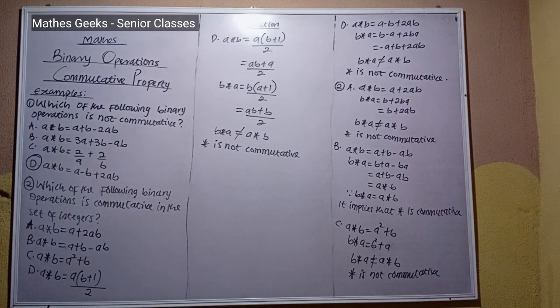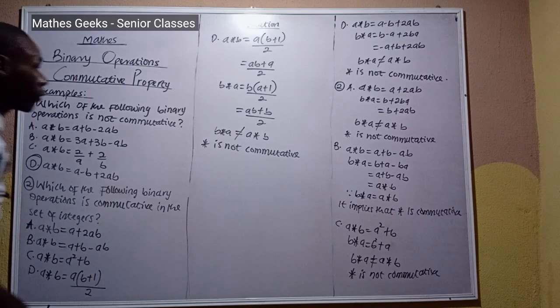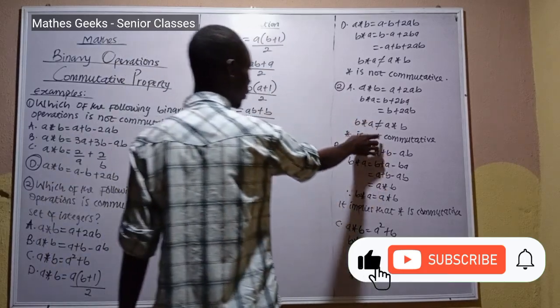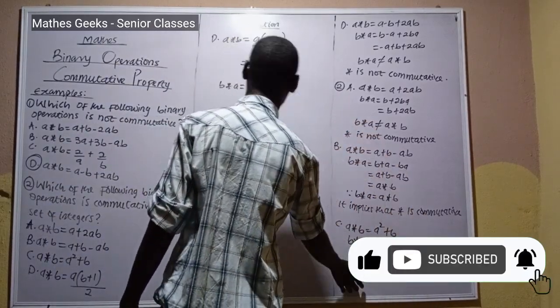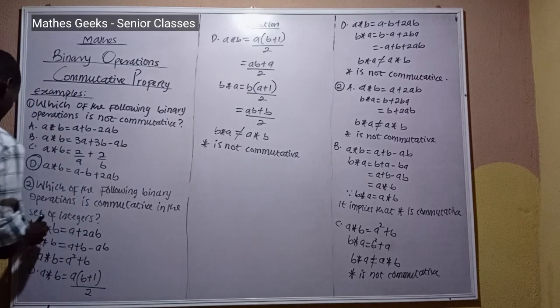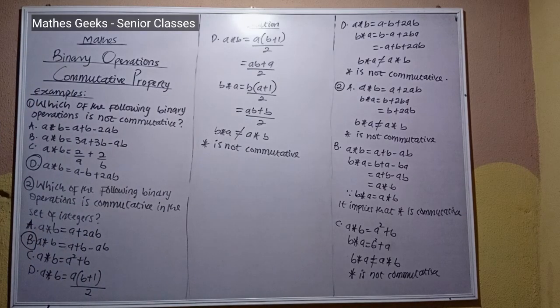So our conclusion is, which of the following binary operations is commutative in the set of integers? Well, from what we have found out, A is not, C is not, and D is not. So B is commutative. B is the right option.